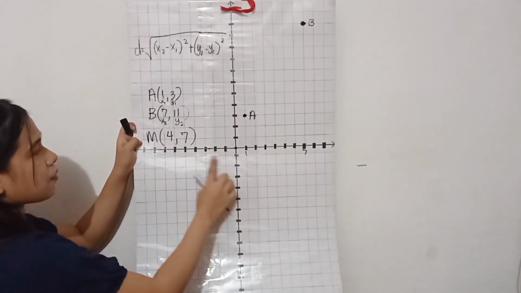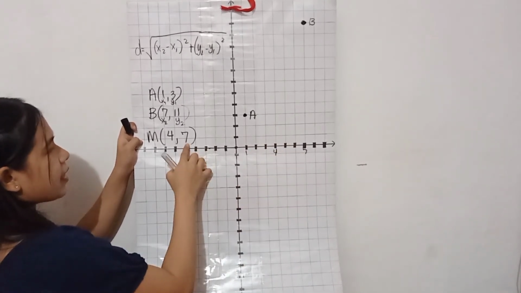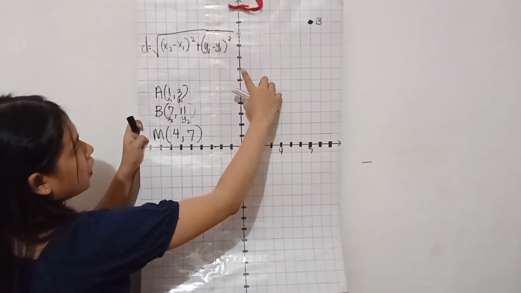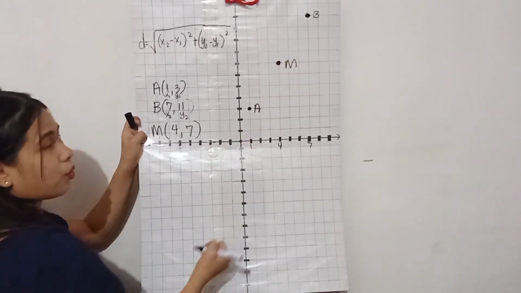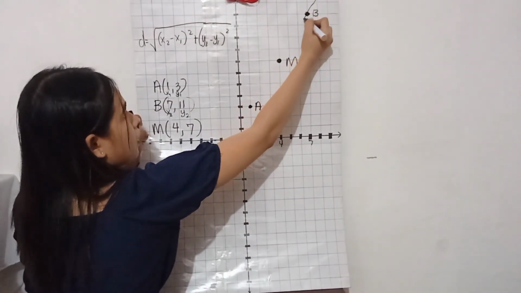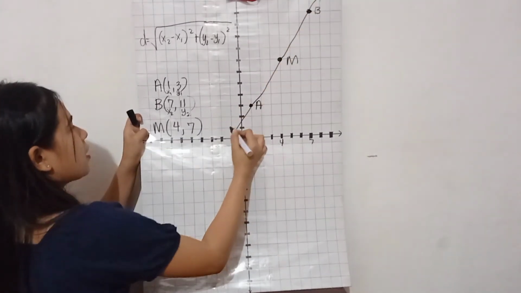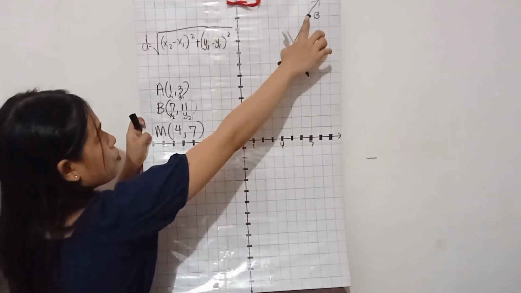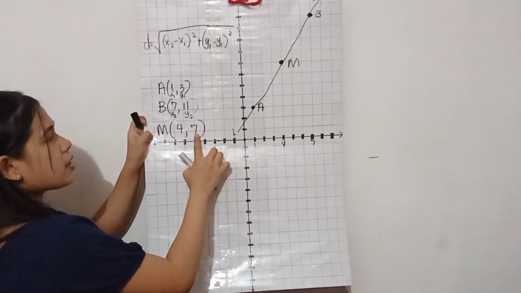So, yung 4, dahil positive siya, dito mo hahanapin. 1, 2, 3, 4. Ito yung 4, di ba? Then, 7, dito naman sa y-axis. 1, 2, 3, 4, 5, 6, 7. Saan sila magtatagpo? Dito. So, ito yung midpoint mo. Okay? So, ibig sabihin, pag pinag-connect mo yung point A and point B, dadaan sila dun sa midpoint. Ang pinakagitna niya yung M. So, medyo tabingi lang. So, that is the line na mabubuo mo. So, ito yung point A, ito yung point B. Ang gitna nila ay nasa 4, 7. Coordinates niya ay 4, 7.